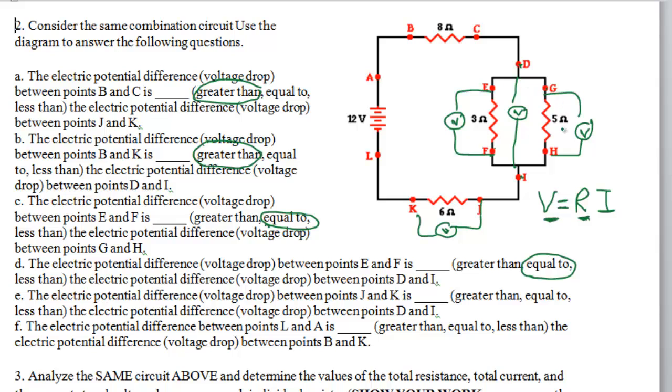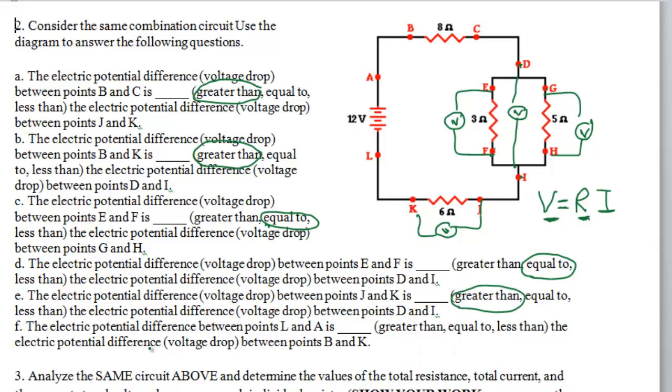Now since 5 ohm and 3 ohm are connected in parallel, their equivalent resistance will be less than any individual resistor. When we calculate it later, we'll see that it's around 1.87 or 1.88 ohms. So it's much less than the 6 ohm. Therefore, the voltage drop across the bigger resistor will be bigger. So it will be greater than.